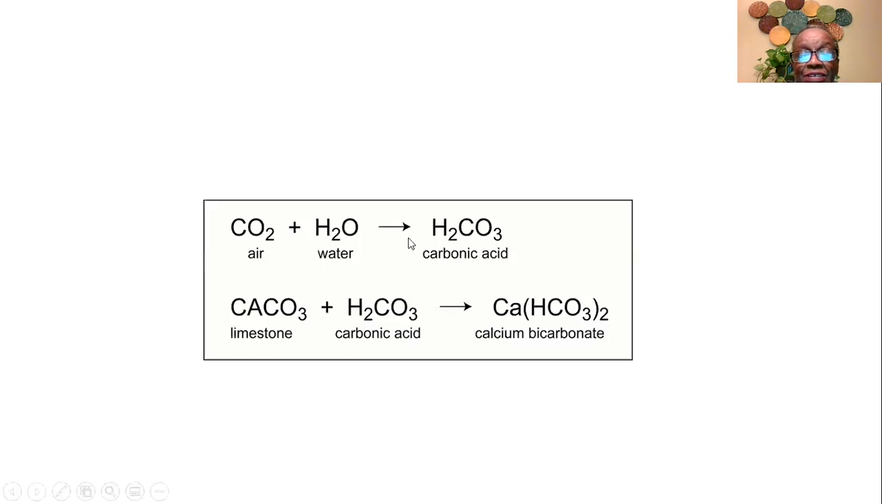And all that simply means is that we have to make sure that we have the same number of each kind of atom on both sides of the arrow. This side, these are the reactants. This would be the products, okay?